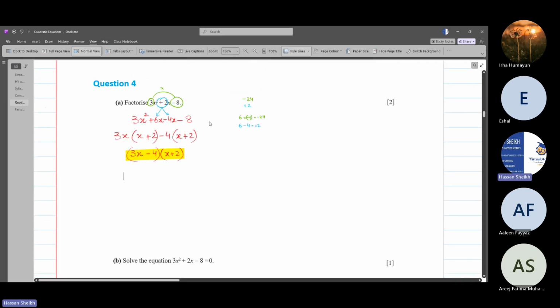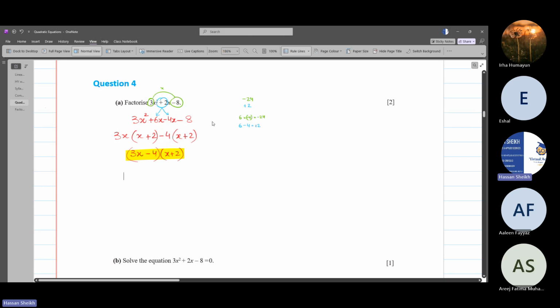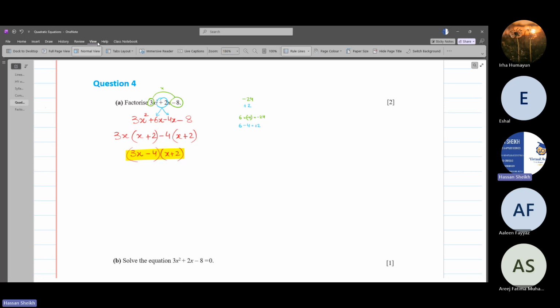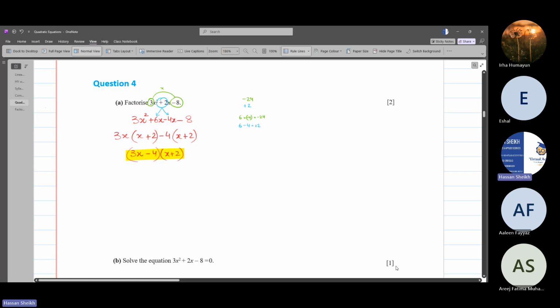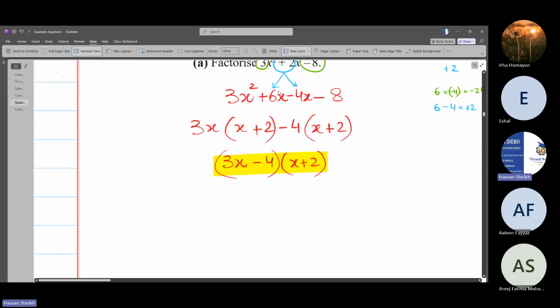Now check. In part B, they want us to solve the equation. Do you find any similarity between part A and B? Is that the same expression written with the equality sign to make it an equation? Yes. So obviously check how many marks it carries. Only one mark, which means that you don't need to do everything again. Rather, you just need to use the same.